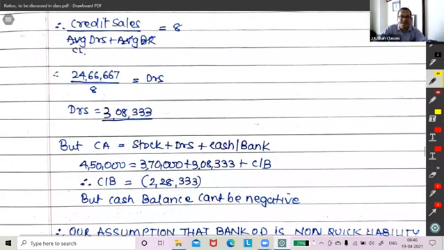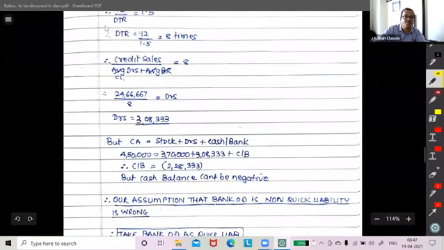Nikhil has got his answer. You know how he got his answer? By mistake. By mistake, you know what he did? He forgot to subtract bank OD. And by mistake, Nikhil has gone correct.